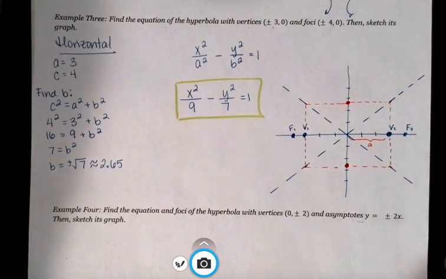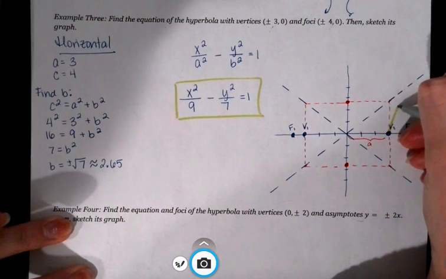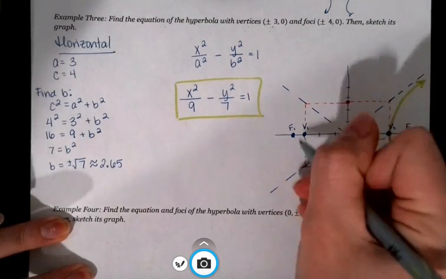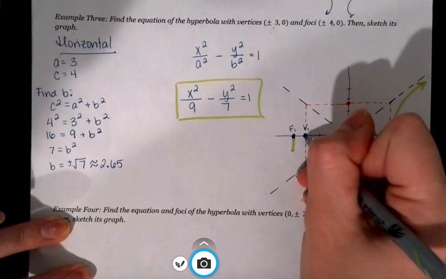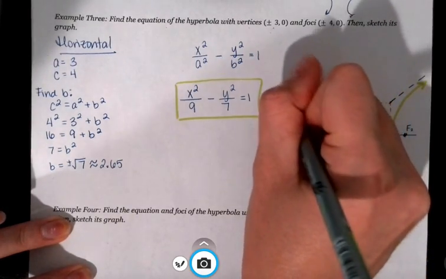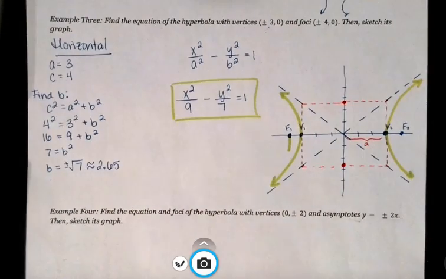So now I can go ahead and finish. I always go through my vertices, not my foci. So through my vertices, close to my asymptote, close to my other asymptote. Oh no, I literally did what I just said not to do. Don't go through your foci. Through the vertices. Disregard that. I don't have white out. So that should not be there. And I have my hyperbola.